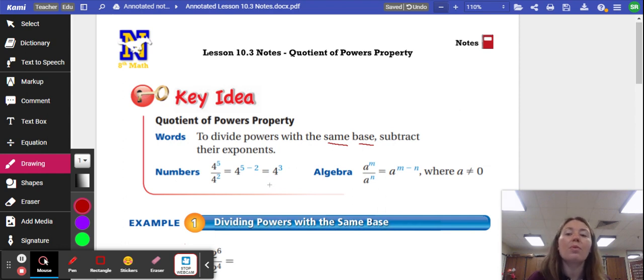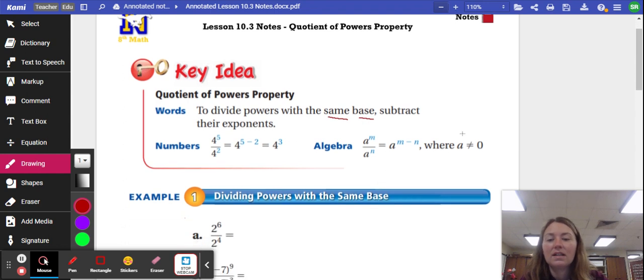It's very similar to the product of powers property. That is when we are multiplying powers with the same base. In that case, we add the exponents. This is the opposite. When you're dividing powers, you subtract the exponents. Algebraically, that can be written as a to the m power over a to the n power. And we wrote this rule yesterday in our notes, a to the m minus n.